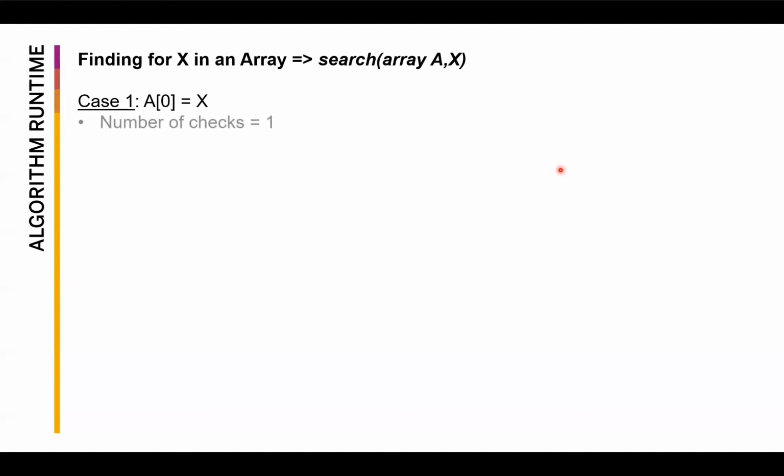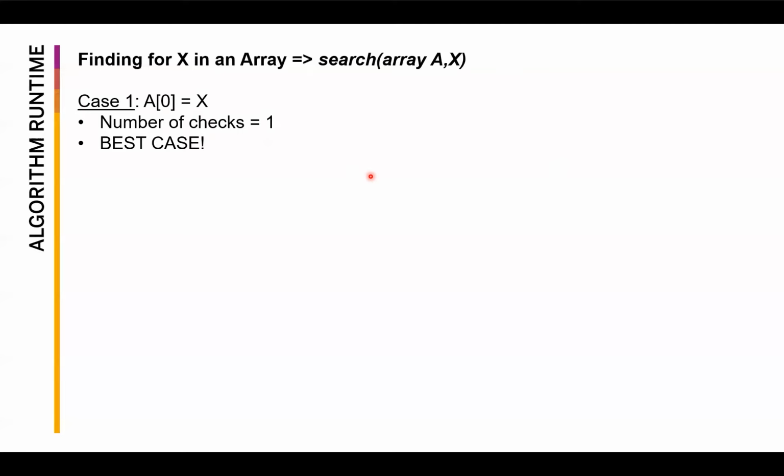That means we did one check. We just check if A of 0 is equal to X, then it's true, because X is located at A0. Then we can assume that this is the best case because we arrive at the answer at the soonest time possible. We just did one check, and we got the answer right away. So it's very easy and very feasible.